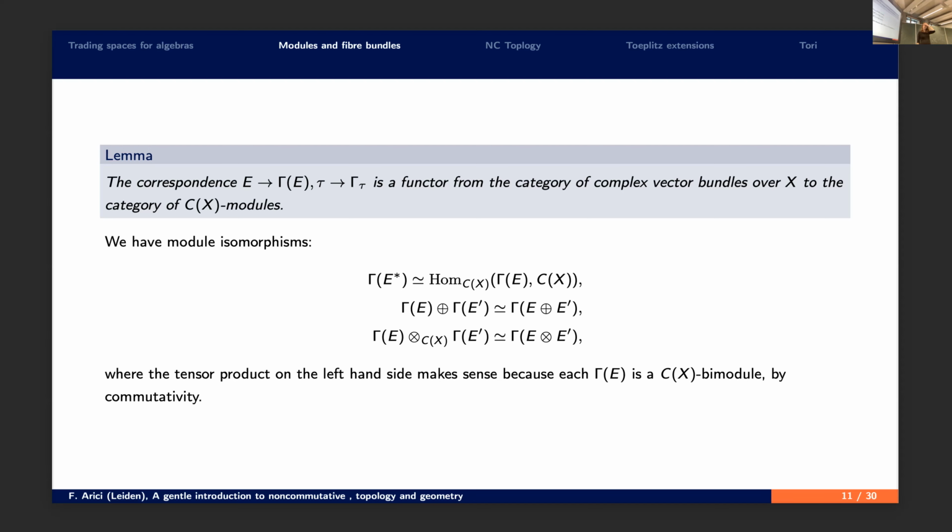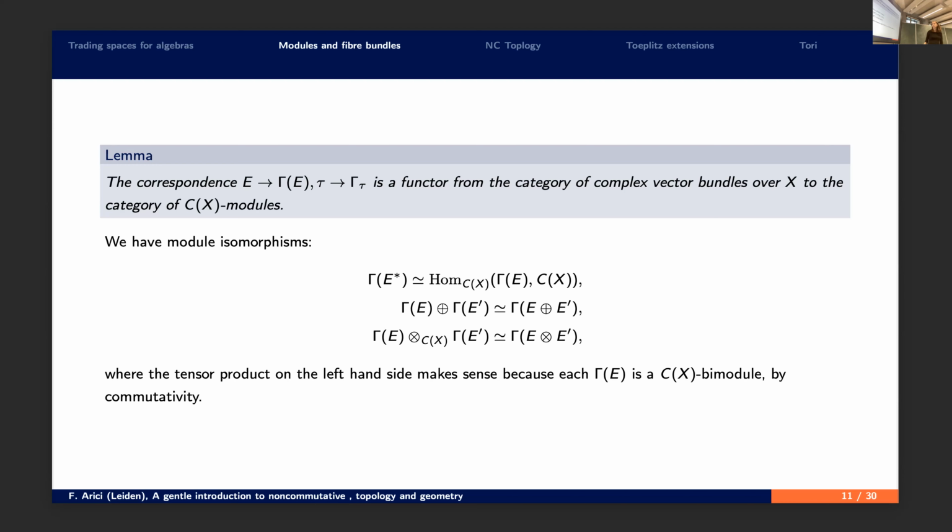It also respects direct sums of vector bundles. So the direct sum of the modules of two vector bundles is isomorphic to the module of sections of the direct sum vector bundle. And it also respects the tensor product of bundles, meaning, and this is a balanced tensor product over the algebra of functions on the base space.